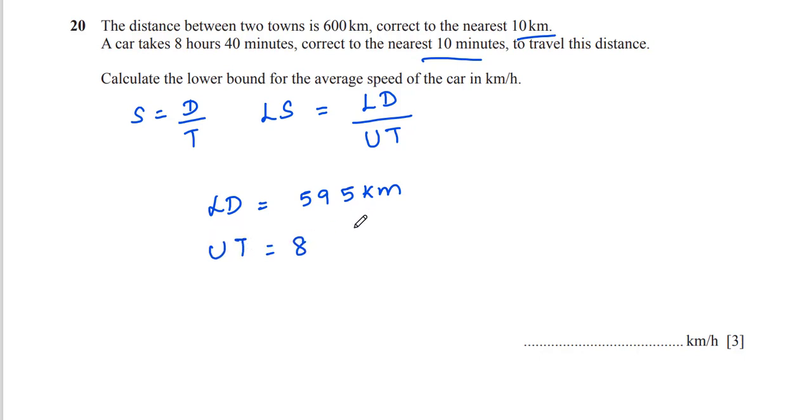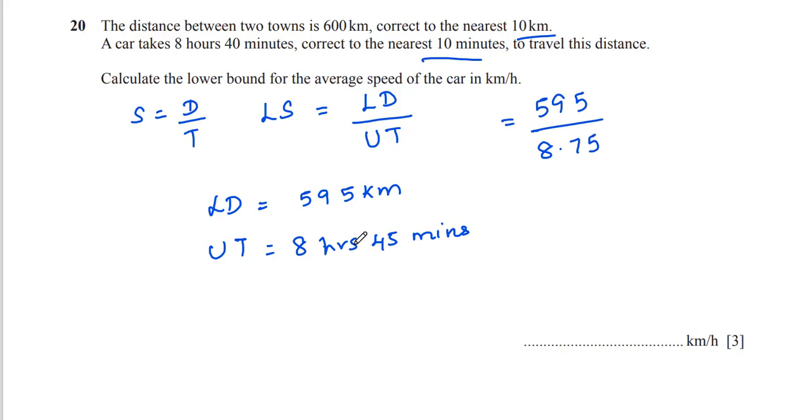And the upper bound of this time is 8 hours 40 minutes, to the nearest 10 minutes. So it would be 8 hours and 45 minutes. So now we have to calculate the lower bound of the speed. So what can I do? 595 divided by 8 hours 45 minutes. If I convert it to a proper number, it is 8.75.